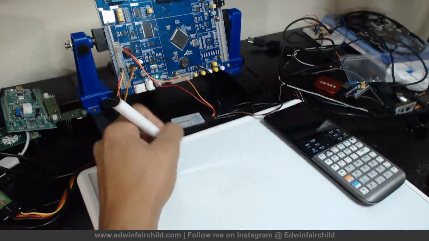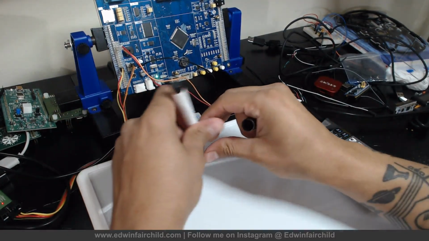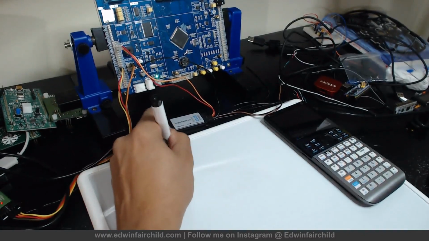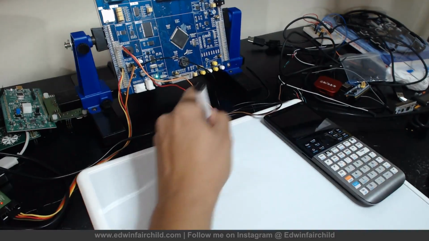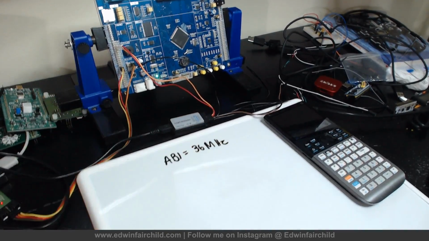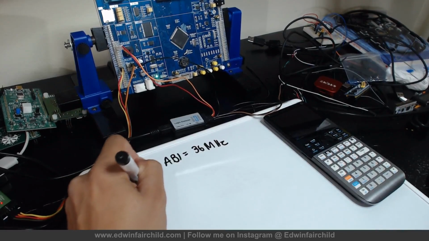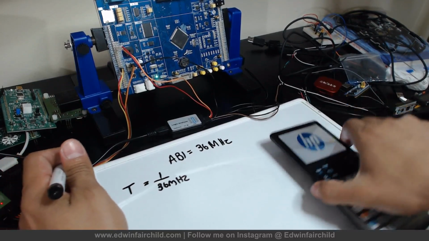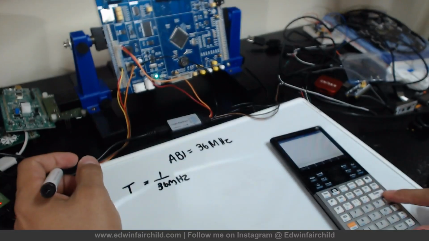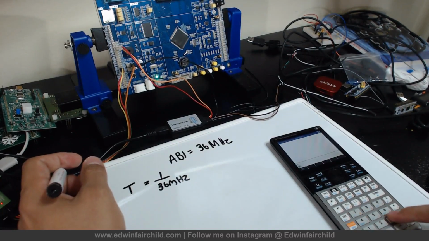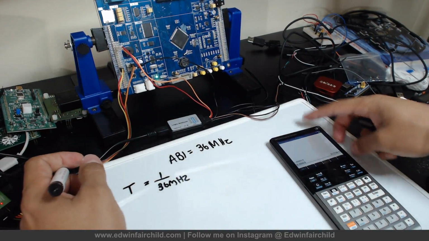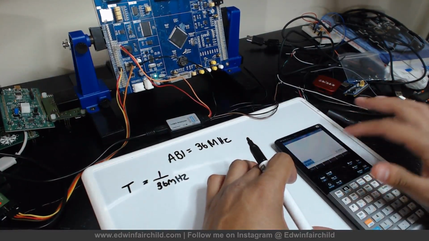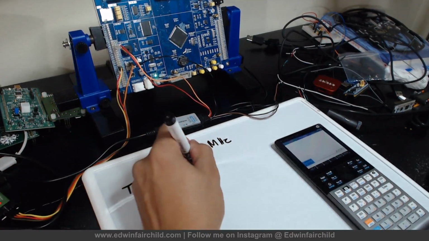So we have the APB1 bus. I wish I was righty, so then you can see what I'm writing here. But APB1 is at 36 megahertz, okay, and we're gonna get the period, which is equal to 1 over 36 megahertz, and I'm gonna whip out the old calc. So that's 1 over 36 e to the 6. That gives me 27.7 nanoseconds.